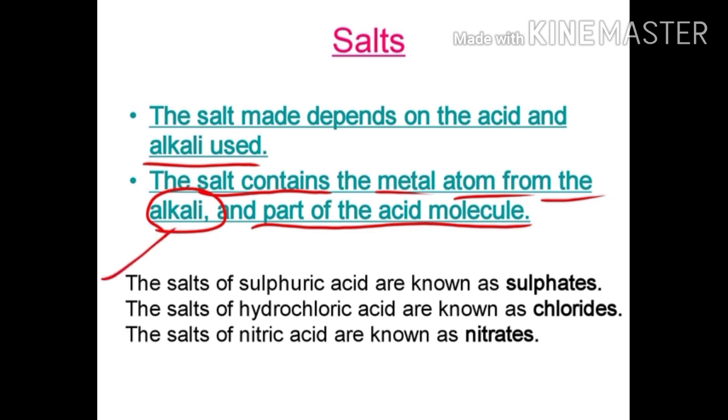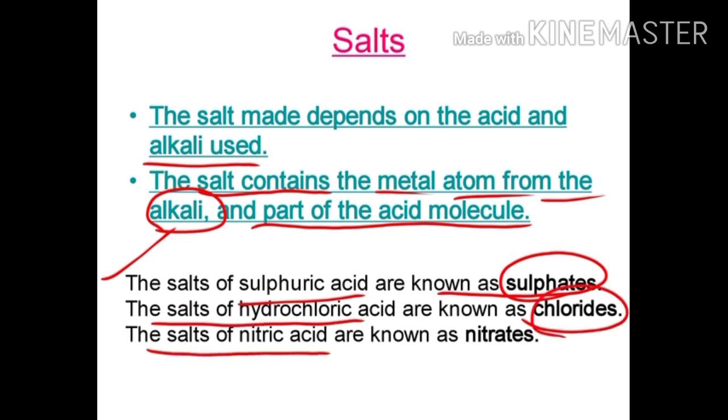The salt of sulfuric acid is known as sulfate. The salt of hydrochloric acid is known as chloride. The salt of nitric acid is called a nitrate. So if you are preparing a salt of sulfuric acid, it will be called a sulfate. Like for example, hydrochloric acid treated with magnesium forms magnesium chloride, which is the salt. Copper oxide or copper carbonate treated with sulfuric acid will form copper sulfate as a salt.